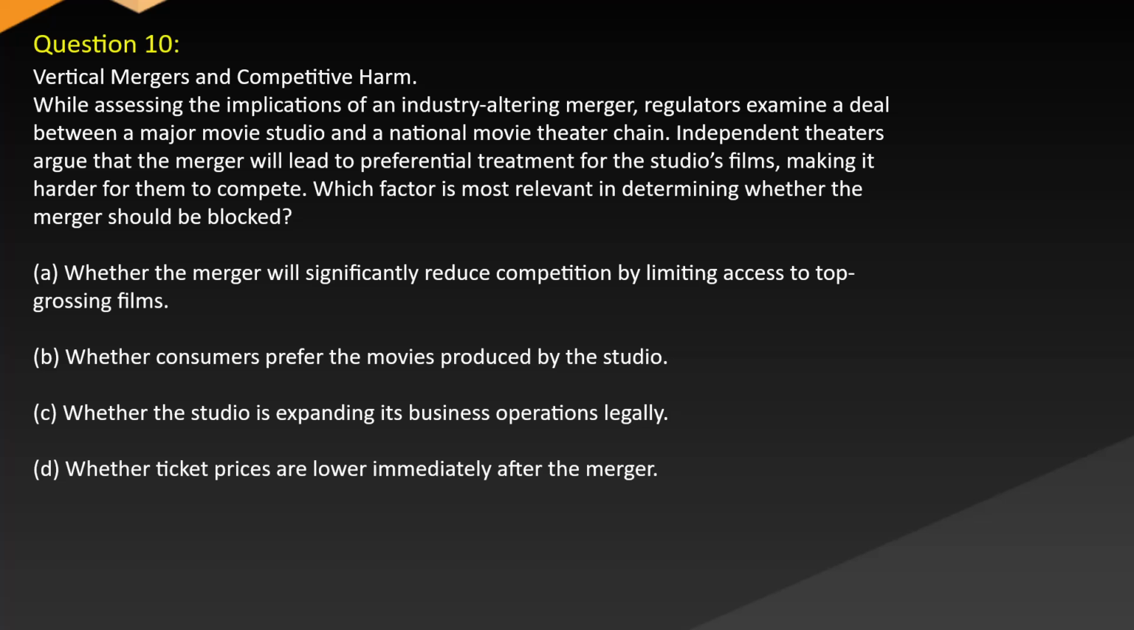Which factor is most relevant in determining whether the merger should be blocked? A. Whether the merger will significantly reduce competition by limiting access to top-grossing films. B. Whether consumers prefer the movies produced by the studio. C. Whether the studio is expanding its business operations legally. D. Whether ticket prices are lower immediately after the merger.